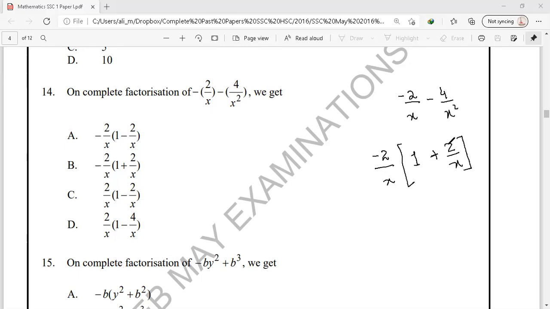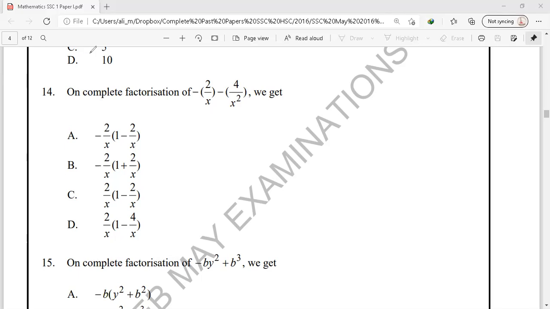2 is common, so remaining would be 2, and among this x squared, 1x is taken as common, so we will be left with only 1x. So let's see which of the following options have this expression, that is minus 2 over x into (1 plus 2x). So the correct answer we have got is option B. That is the correct answer for this question number 14.